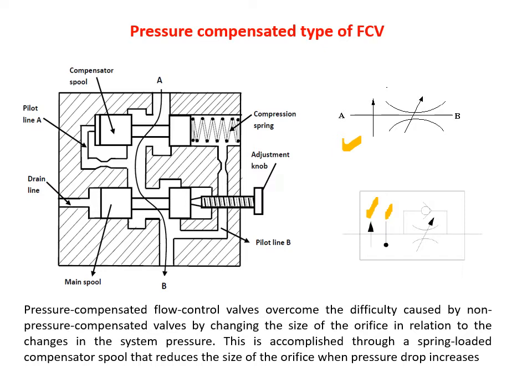looking at this constructional diagram, you can see that the fluid comes from the A port and passes to B, and there is a pilot port provided. By this adjusting knob, you can change the opening or the amount of fluid passing through to B, and you can also change the compensation spring tension, by which you can change the compensator spool setting, and it will change the amount of fluid passing through from A to B. Thus you can easily control the amount of fluid passing from A to B.